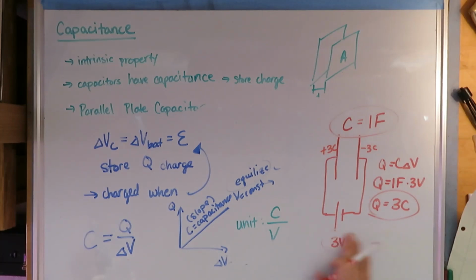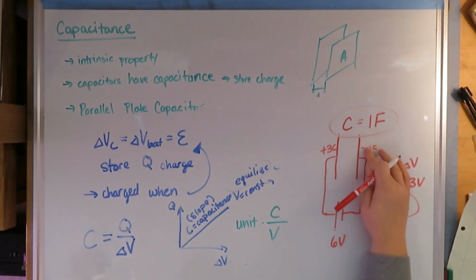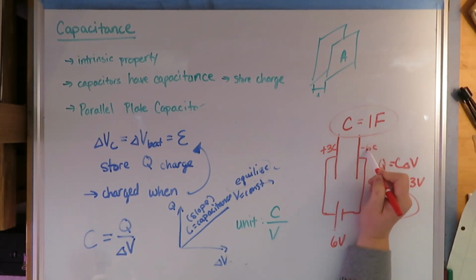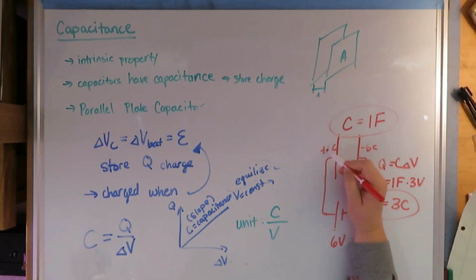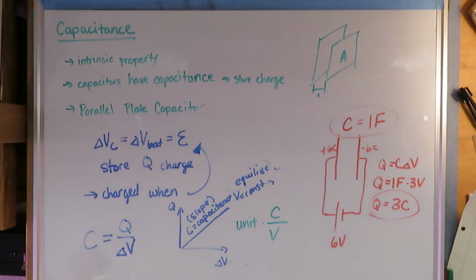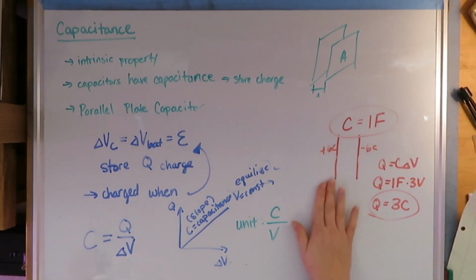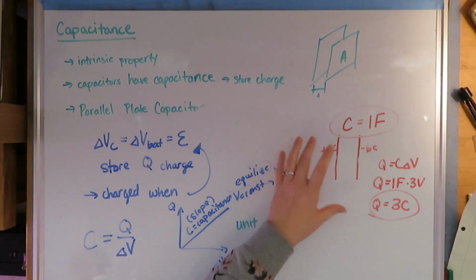If I were to replace this with a 6-volt battery, then I would get a linear increase, and I'd end up with 6 coulombs of charge stored there. So that's kind of how a parallel plate capacitor works, and how you would get it charged up. Now, say I charge it up and I disconnect it from the power supply, it's going to store the charge for a while.